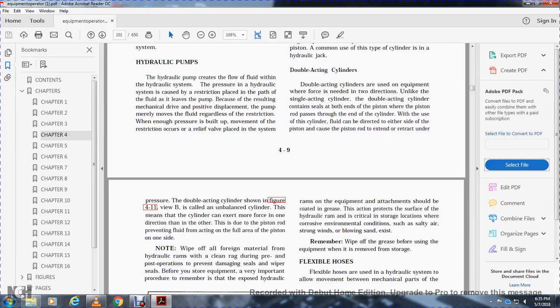Figure 4-11 shows the double action cylinder, an unbalanced cylinder. It can exert more force in one direction than the other, because the fluid cannot act on the full area of the piston on one side.